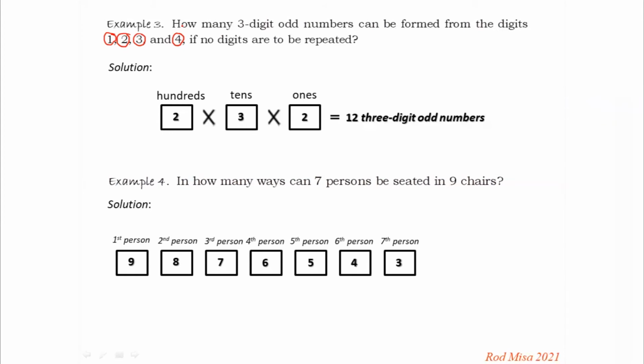Because the 7th person is left with 3 chairs. Since 6 of them were able to sit, 6 out of the 9 chairs are being used already for the 6 people. So the last person to choose is left with 3 chairs. And then multiplying these numbers, we get 181,440 ways. And in this case, we were able to know the number of possible ways without listing them because we are using the fundamental principle of counting.